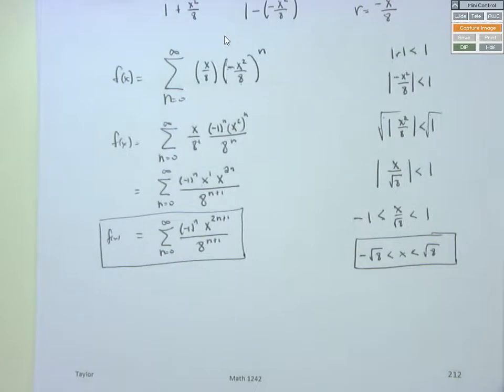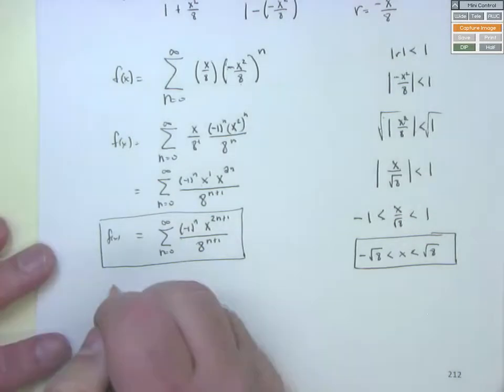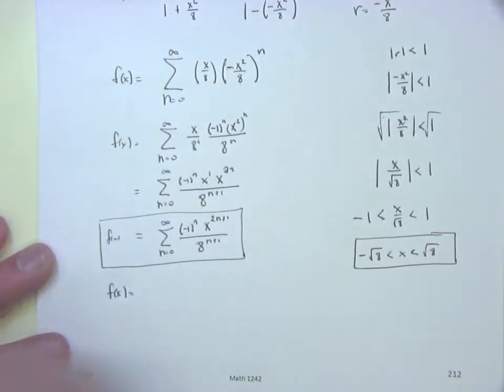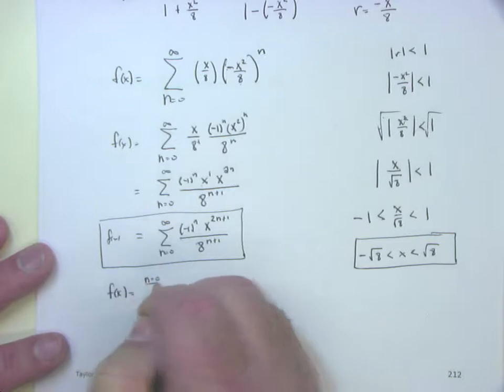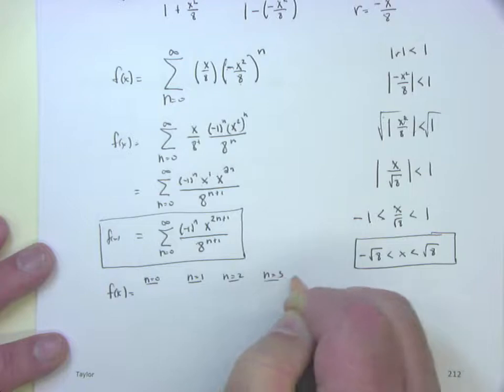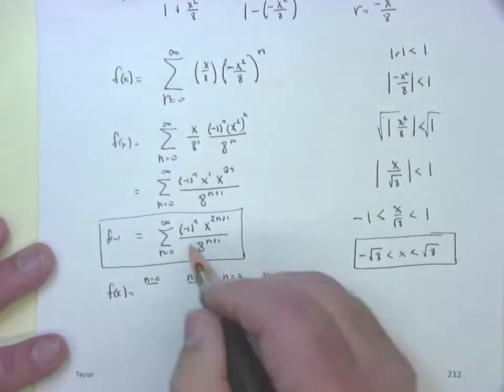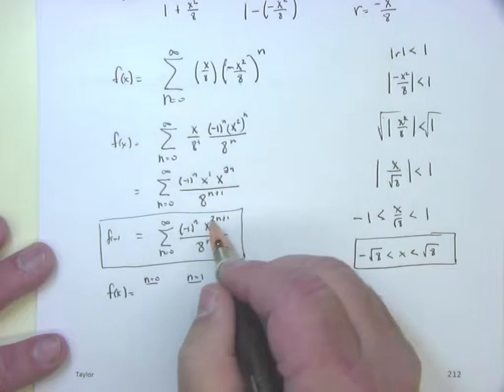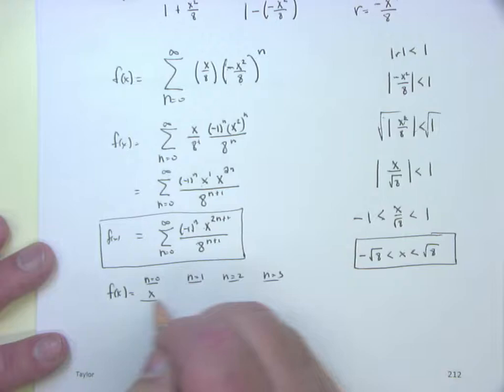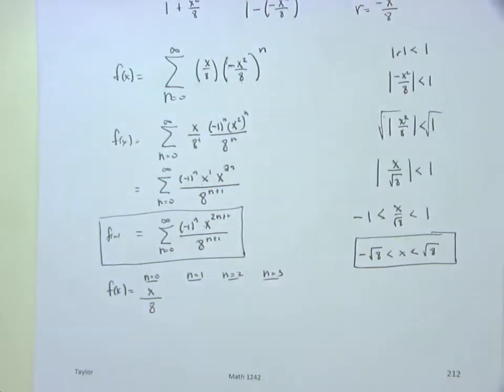However, this is WebWork. And WebWork, as well as some of our tests, we want you to write out some terms. So how do I write out the terms on this thing? So f of x is going to be equal to, here we start with n equals 0. So n equals 0, n equals 1, n equals 2, n equals 3, and so on. Plug it in. Negative 1 to the 0 power is 1. 2 times 0 is 0 plus 1 is 1. That'll be x to the first, that'll be x. Divided by 0 plus 1 is 1. 8 to the first is 8. So my first term is x over 8.